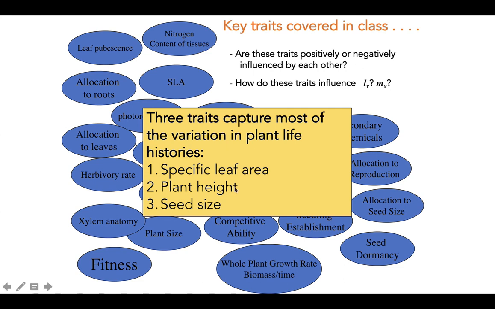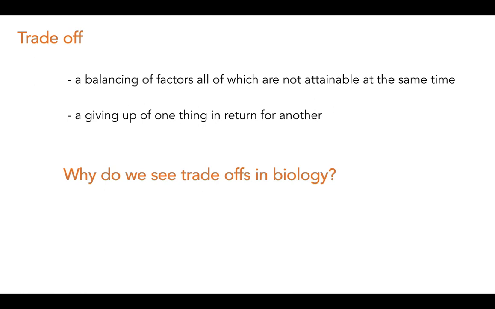Plant height turns out to capture a lot of variation in plant life histories. And also another trait, seed size. Okay, so specific leaf area, plant height, and seed size capture most of the variation in plant life histories. So I would like to introduce again this notion of a trade-off.